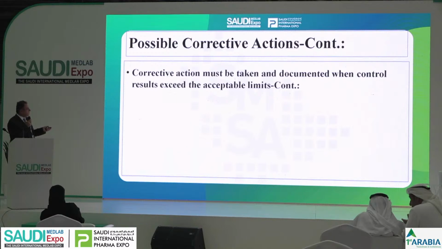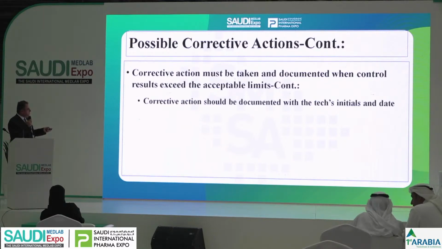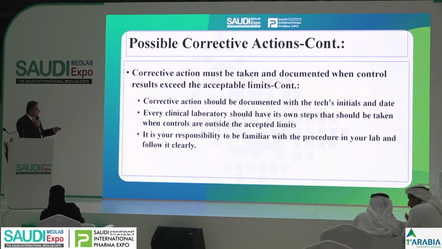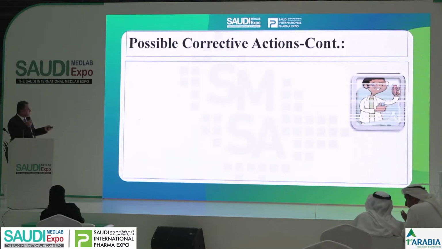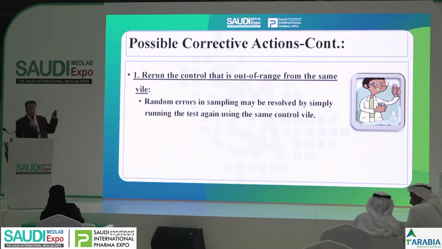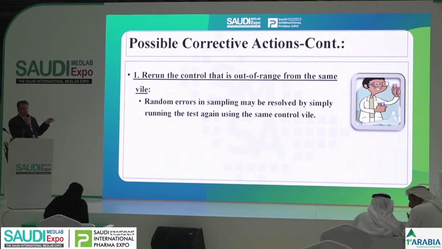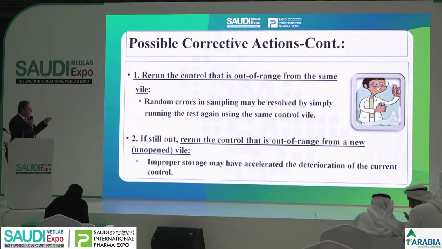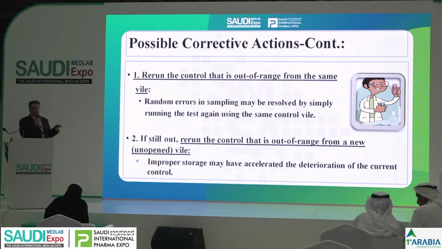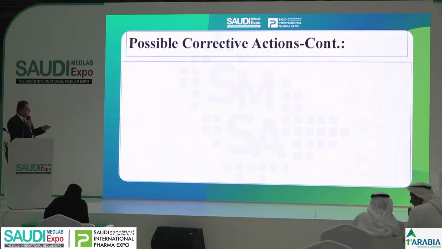So the first thing you want to do is run the control from the same vial, because it could be a random error. Now, if that does not work, okay, then open a new vial from the same control and run the QC again from a new vial.